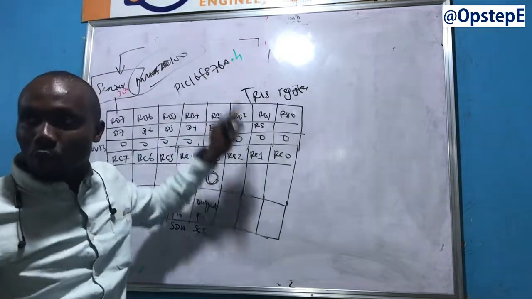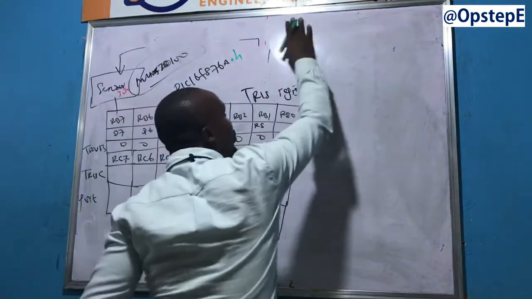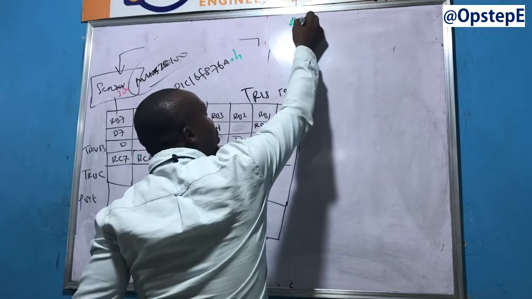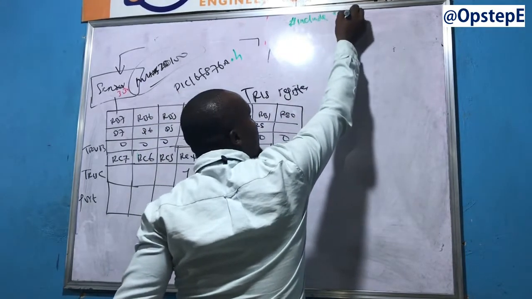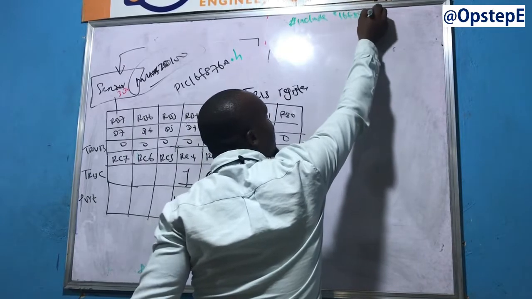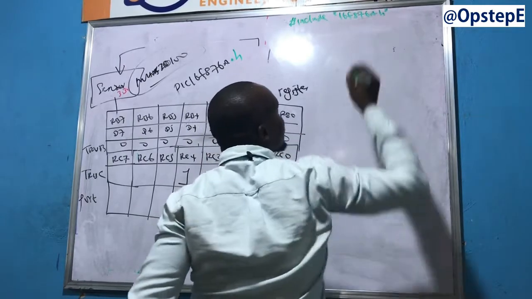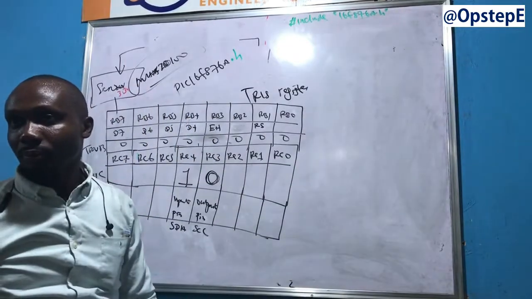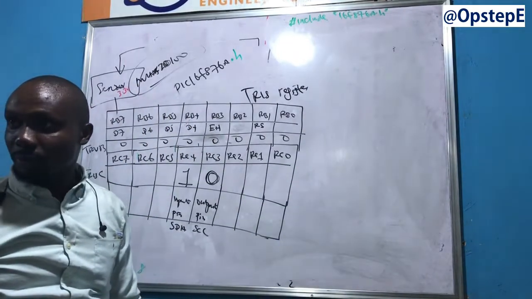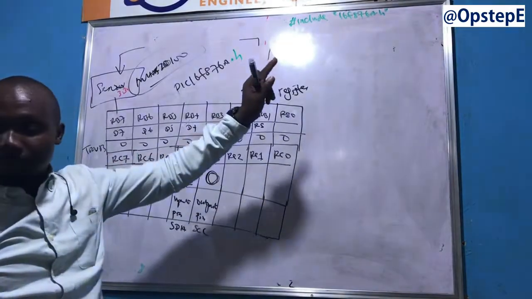header file. To add this header file, the instruction is hash include 16F876A.h. This is how you add it. It's a must. The other file.